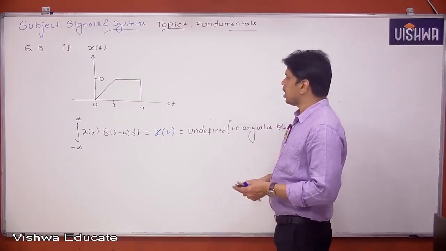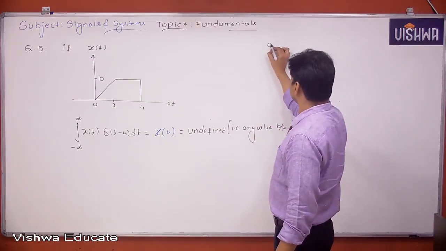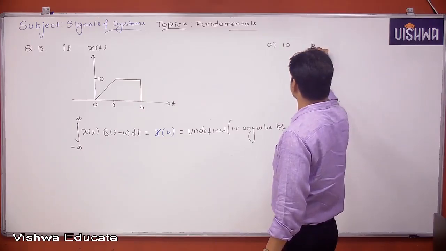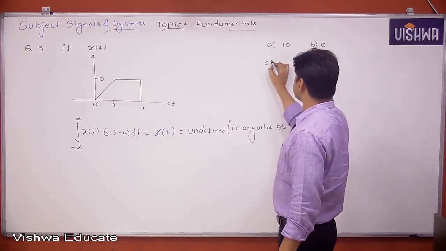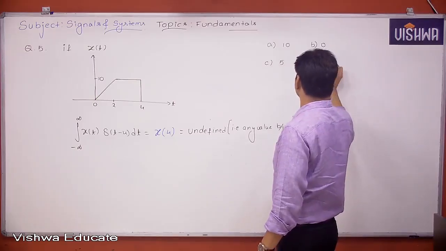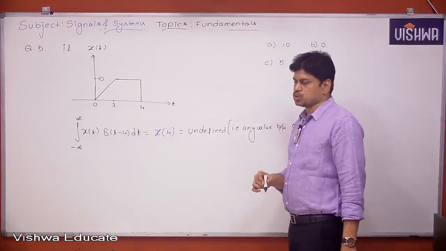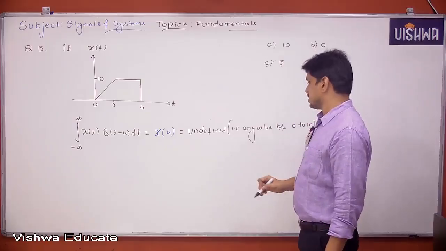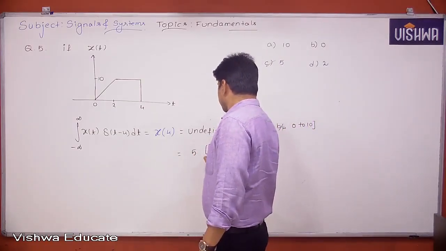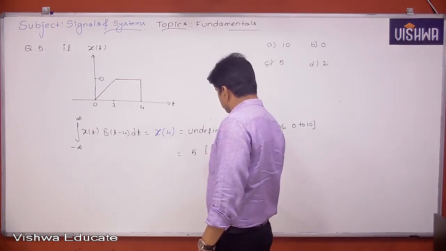What if the options are given like this? Option A, let's say 10, option B 0, option C 5, option D, let's say 2. Which option do we have to choose? We have to choose 5. Why, sir? Actually, this 5 is given by Gibbs.